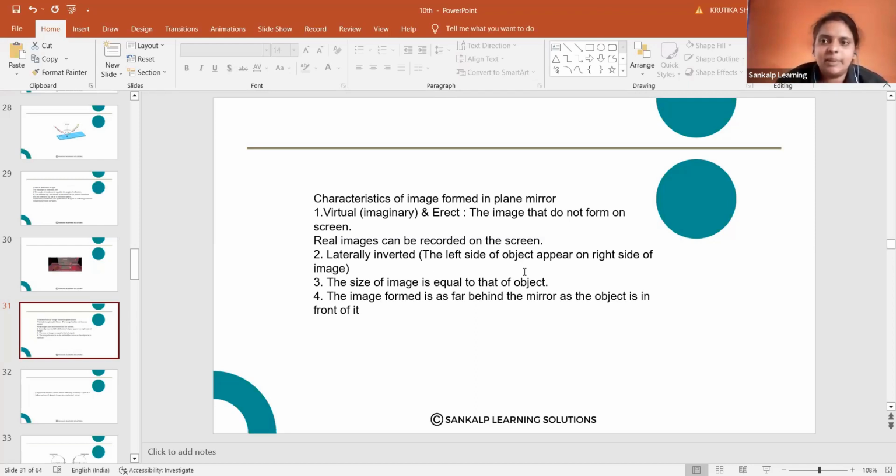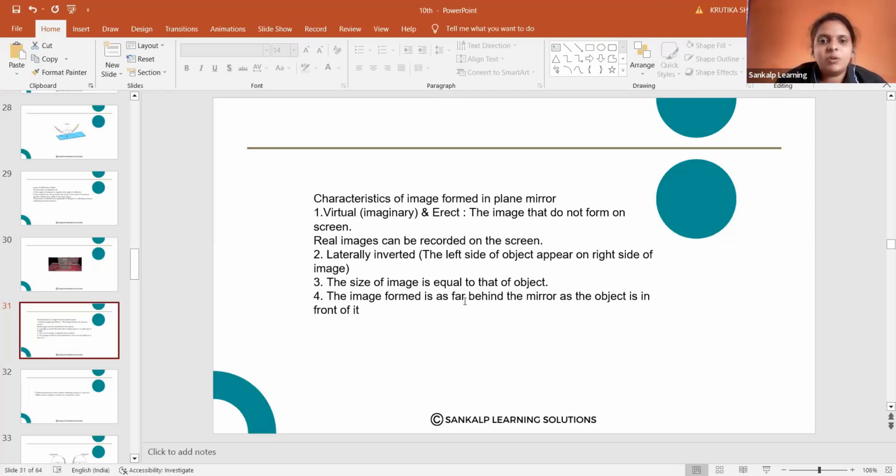Then what is laterally inverted? We discussed lateral inversion in the last class. Suppose you stand in front of the mirror and lift your right hand, it looks like the left hand. When you lift the left hand, it looks like the right hand. That is called lateral inversion. Then the size of the image formed will be exactly the same as the size of the object.